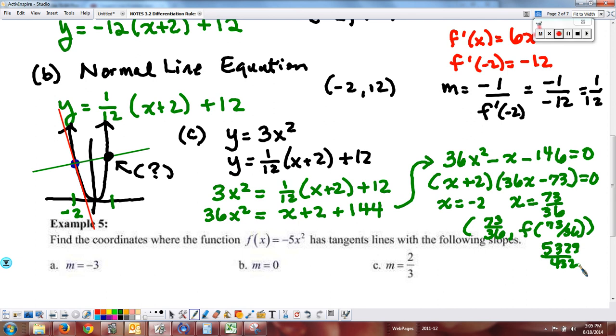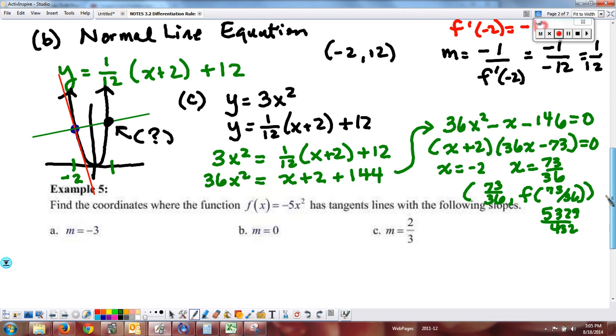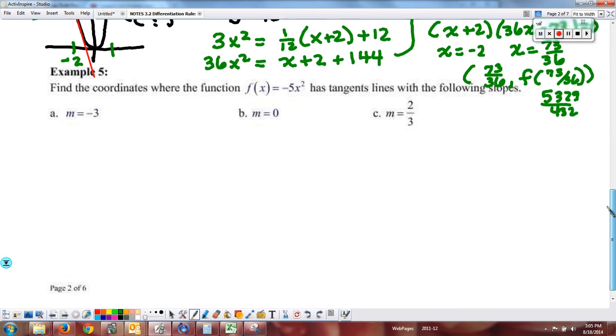So you can see the idea is that you just methodically go through: tangent line equation, need a point and a slope, use the derivative. Normal line equation, same point, opposite reciprocal for your slope. And then finding the other point where the normal line intersects the curve, we just set them equal to each other and do a little algebra. And they do like to, in the AP, have you do a little extra beyond just finding the equations of the lines.